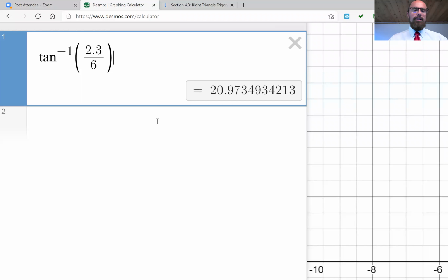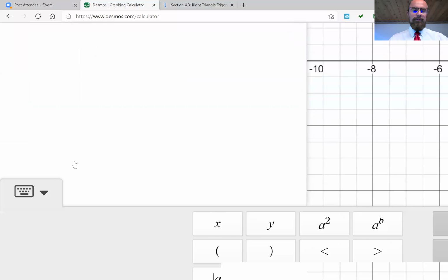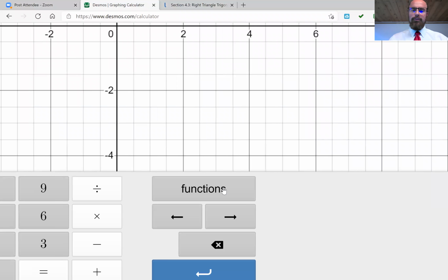And we'll type it in as we wrote it. So 7 times, I'll find the cosine function over here under my functions tab.